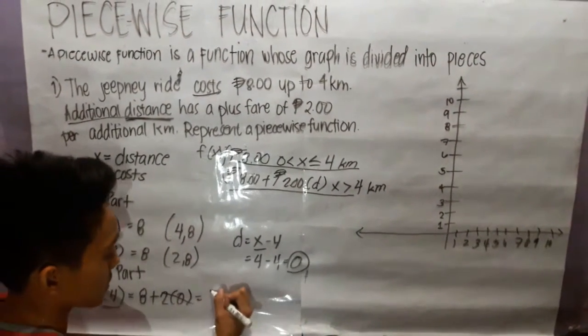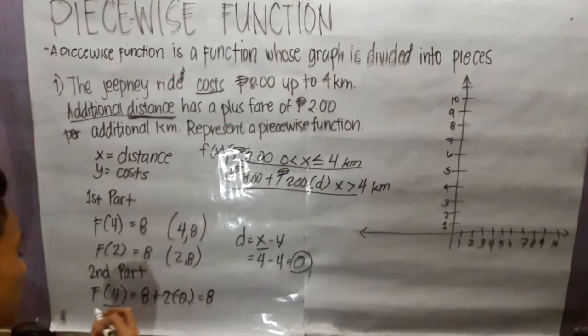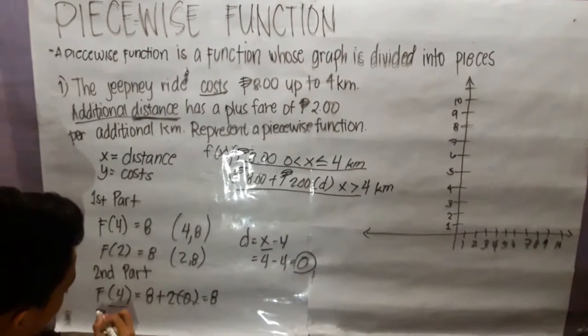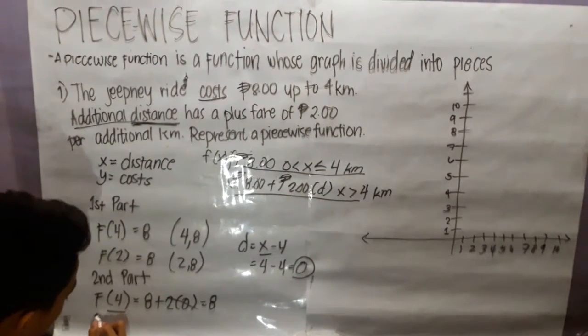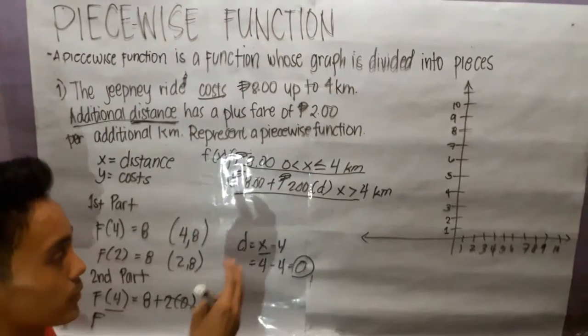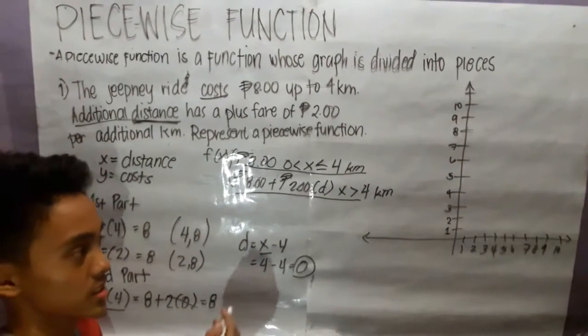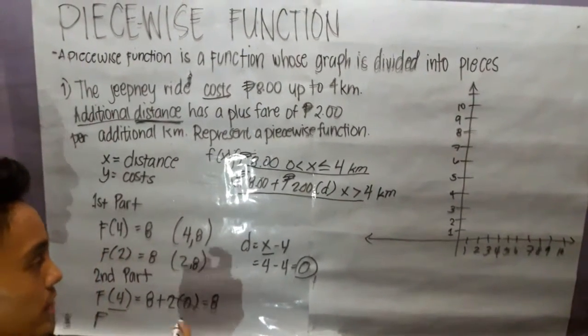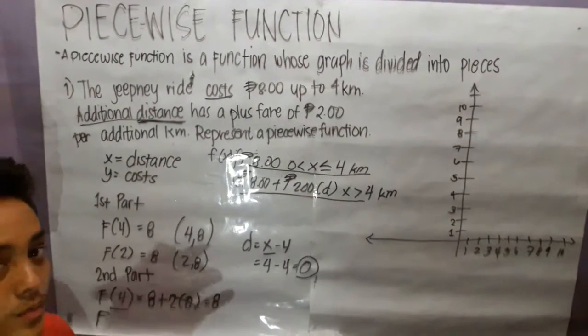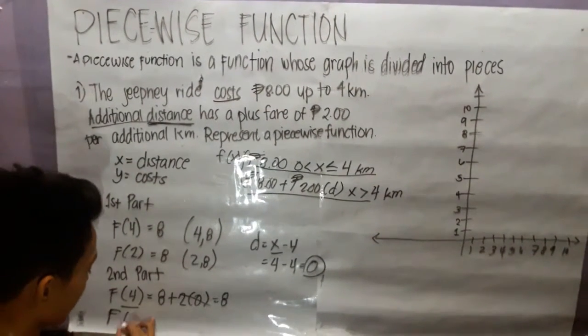So, 8 is the answer. And in the second, we will base here. It says here x is greater than 4. So greater than 4, hindi natin siya palalayuin pa. So ilalagay na natin ay 5.